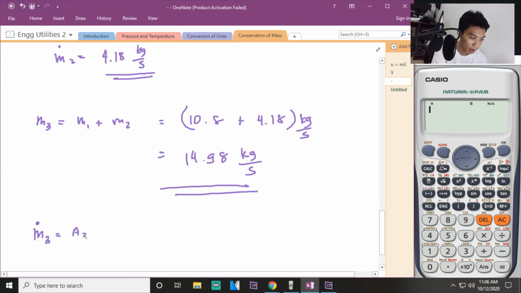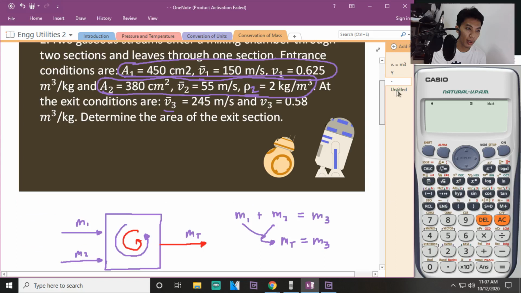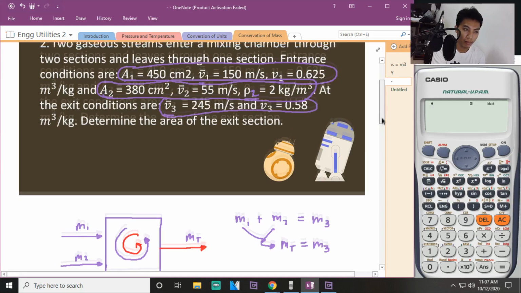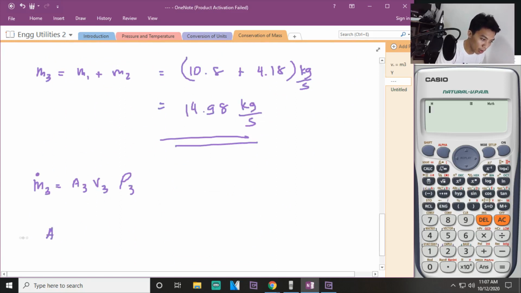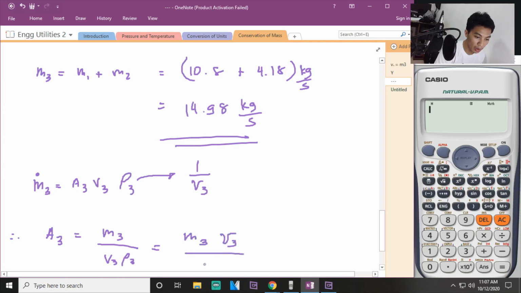So, A3, B3, density 3. Ano bang given kay 3? Specific volume at velocity lamang. Okay? So, we can find the area. Therefore, area 3 will be M3 divided by density. Pero ang binigay kasi is 1 over density. So, multiply natin siya. Equal to M3 multiplied by specific volume ni 3, B3.